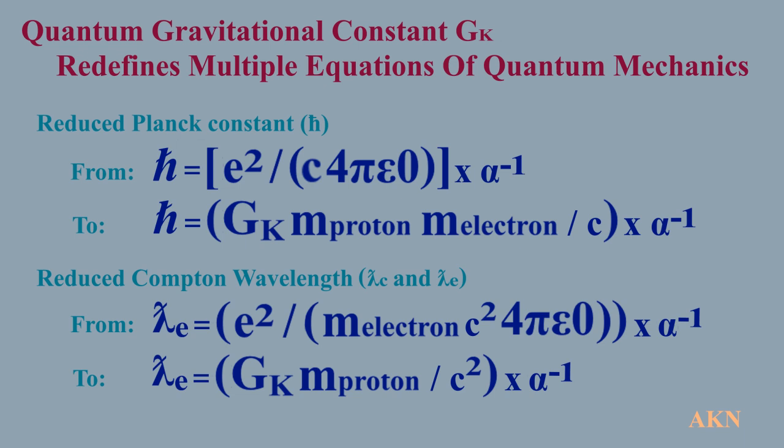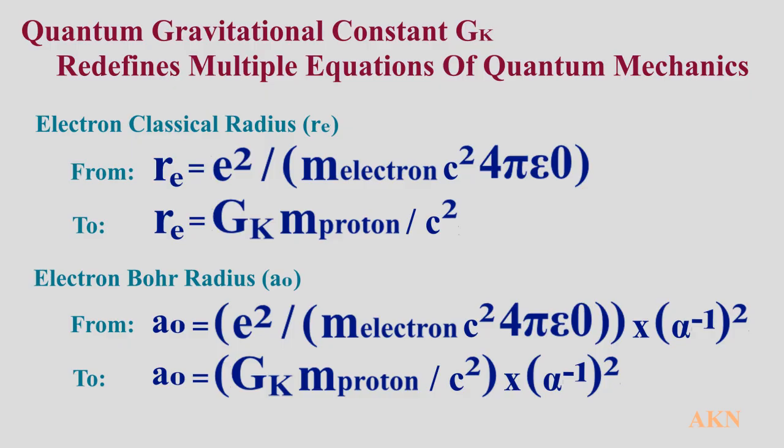And in the reformulated equation of the reduced Compton wavelength emerges the gravitational energy quanta that is constituted by the quantum gravitational constant GK and the mass of the proton only. We can see that in the reformulated equation of the electron classical radius emerges the gravitational energy quanta that is constituted by the quantum gravitational constant GK and the mass of the proton only.